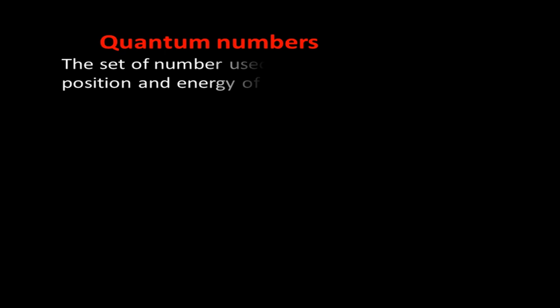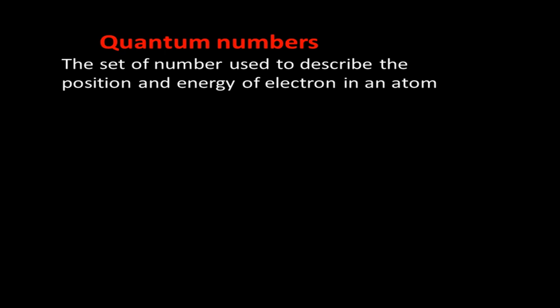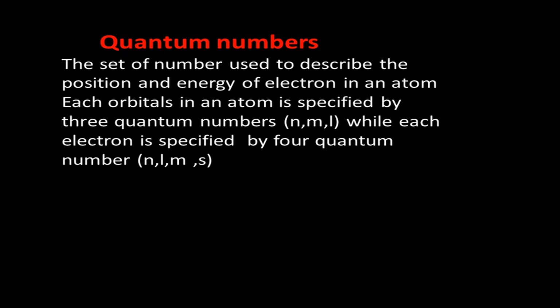Quantum numbers. The set of numbers used to describe the position and energy of an electron in an atom is called quantum numbers. Each orbital in an atom is specified by three quantum numbers: n, m, l, where n is the principal quantum number, m is the magnetic quantum number, and l is the azimuthal quantum number. While each electron is specified by four quantum numbers, that is n, l, m, s. s is the spin quantum number.